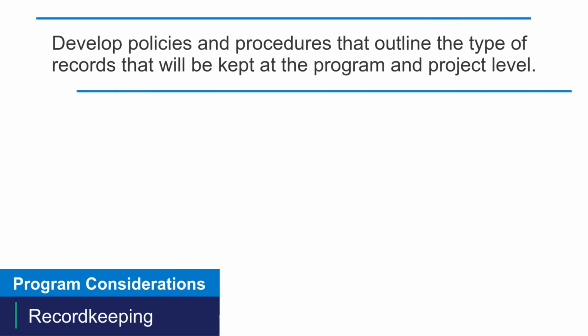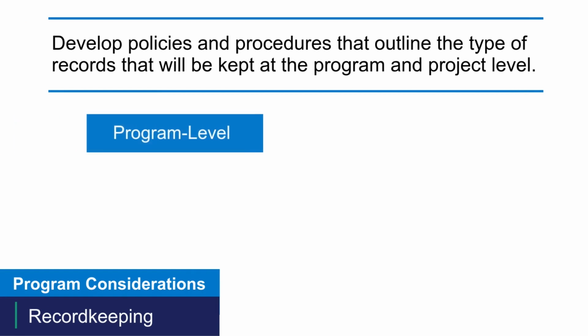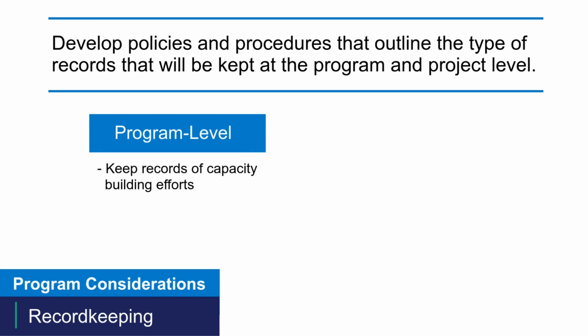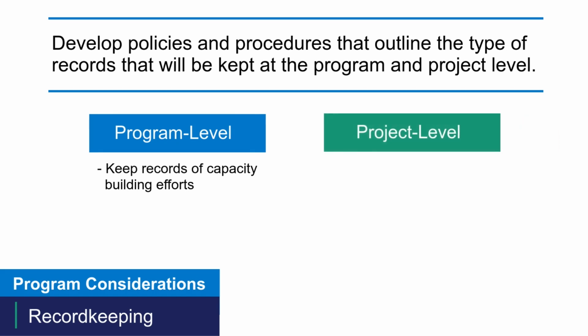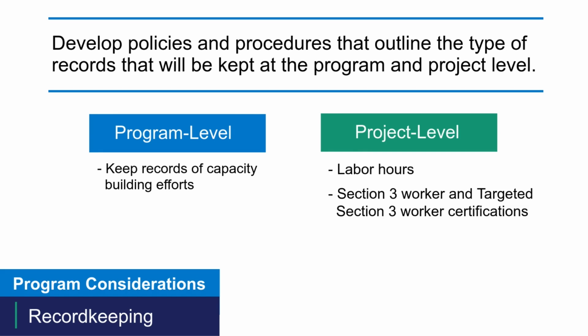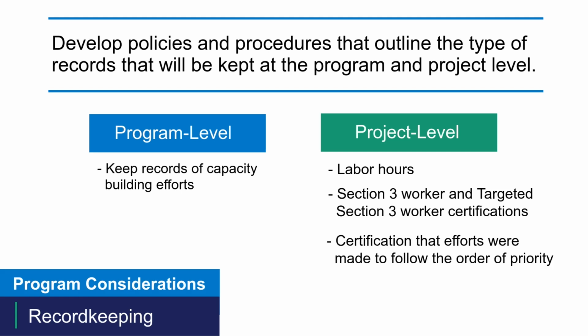For program oversight, grantees can develop policies and procedures that outline the type of records that will be kept at the program and project level. For example, at the program level, grantees may opt to keep records of capacity building efforts, while at the project level, grantees should require contractors and subcontractors to keep records of labor hours, worker and targeted Section 3 worker certifications, certification that efforts were made to follow the order of priority, and qualitative efforts that were made.